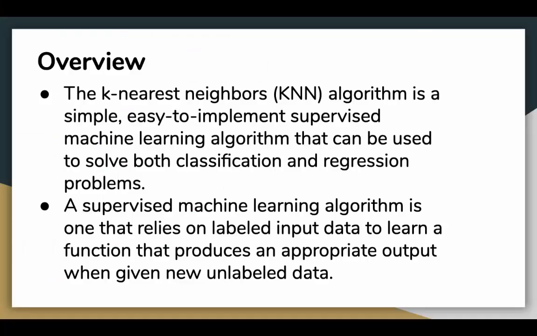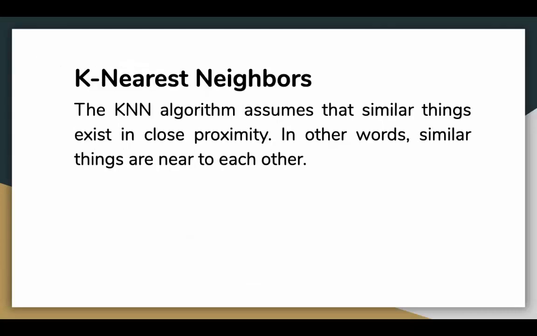The k-nearest neighbors algorithm is a simple, easy to implement supervised machine learning algorithm that can be used to solve both classification and regression problems. Now, a supervised machine learning algorithm is one that relies on labeled input data to learn a function that produces an appropriate output when given new unlabeled data.